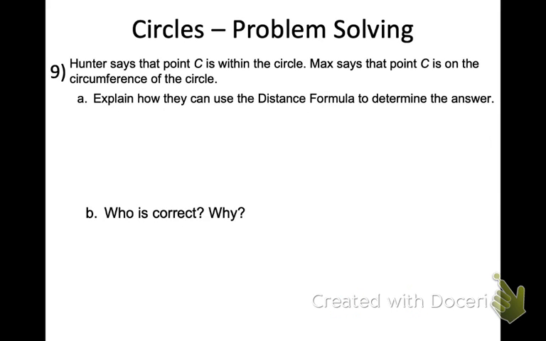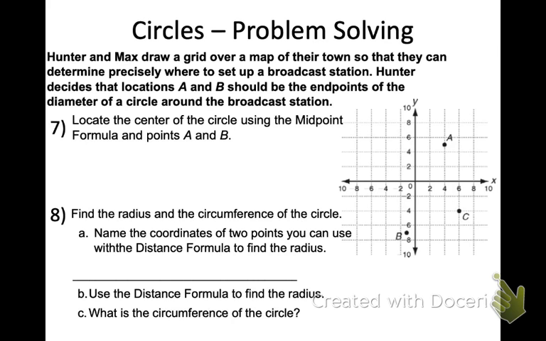Now, let's extend this a little bit further and see what Hunter's got to say here. Hunter says that point C is within the circle. Max says that point C is on the circumference of the circle. Explain how they can use the distance formula to determine the answer. So looking back here, there's point C down the bottom right down there. How could we calculate whether C is on the circle or inside the circle?